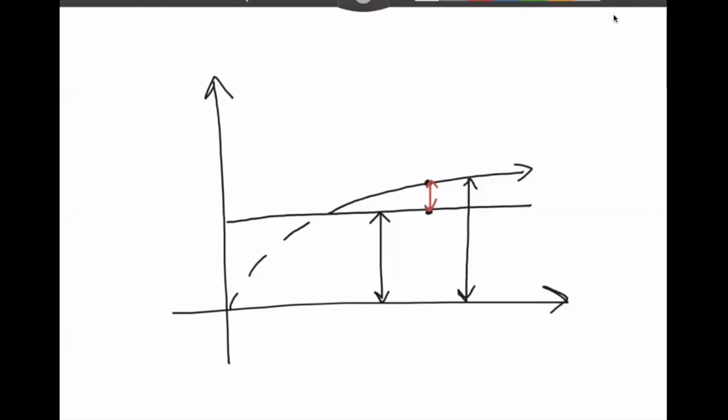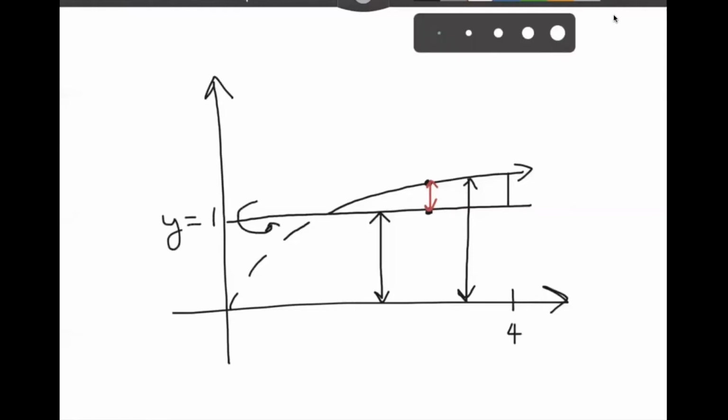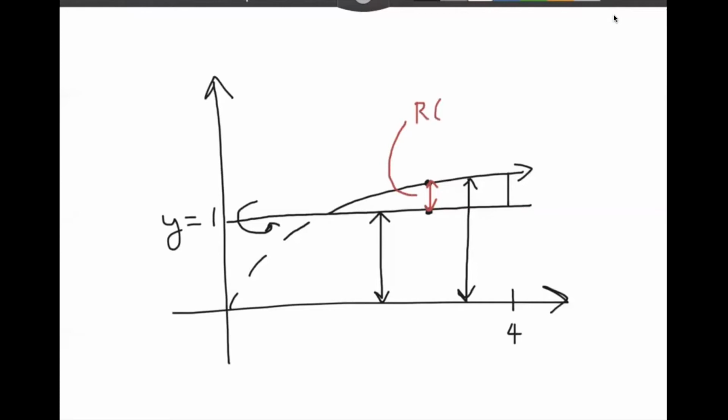All right, let me just add a couple more things to this picture. So we're going up to x equals 4. So the region ends here. And we are revolving about the line y equals 1. Okay, so this red line segment represents r of x. So I need to write an expression for r of x.